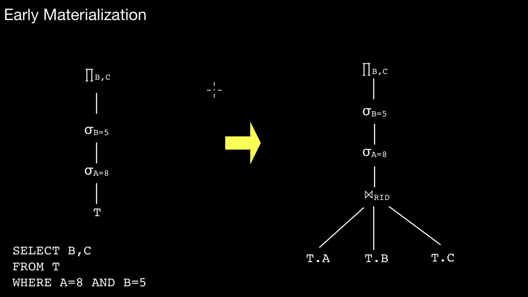So in previous videos, we already looked at query planning, and we had already situations like the one shown on the left. Here we have a SQL query, select B, C from T, where A equals 8 and B equals 5. So a very simple query, just one table is being accessed. And we could show this in relational algebra as follows. Here we have T that is accessing the table. Then we have the two selection operations, and then there's a projection.